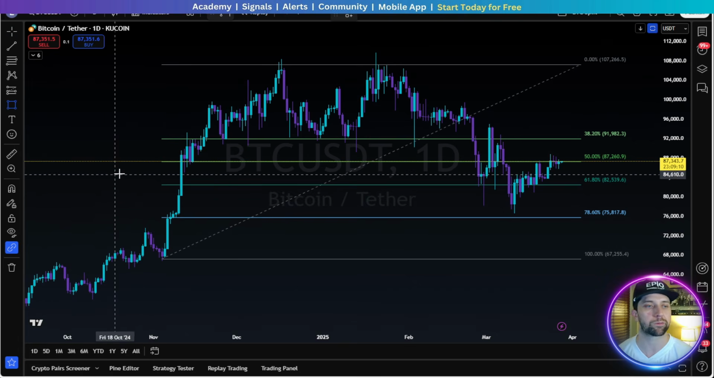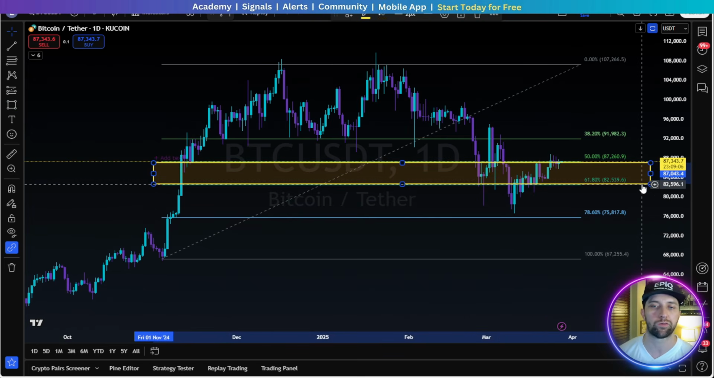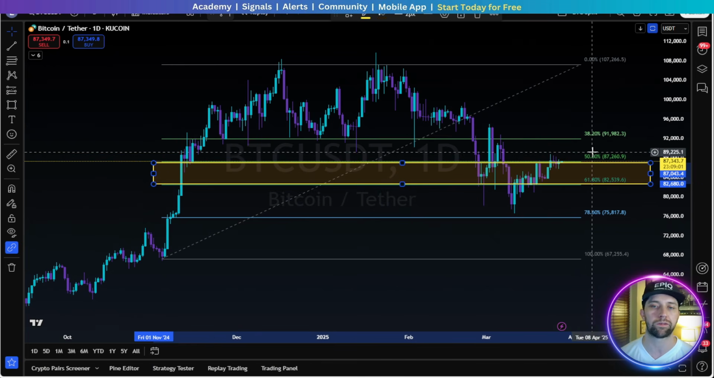In the crypto space in particular, you're going to look for the golden pocket, and this also goes in every other space as well, so Forex, stocks, commodities, whatever it is. The golden pocket is going to be in between the 50 Fibonacci and the 6180 Fibonacci key levels.